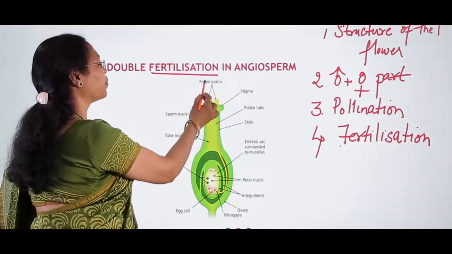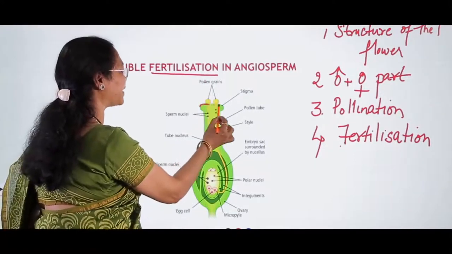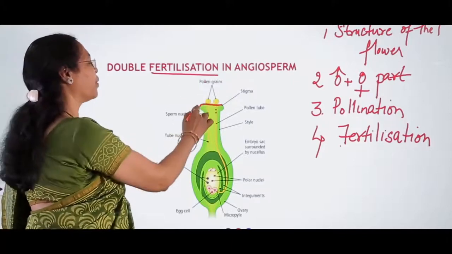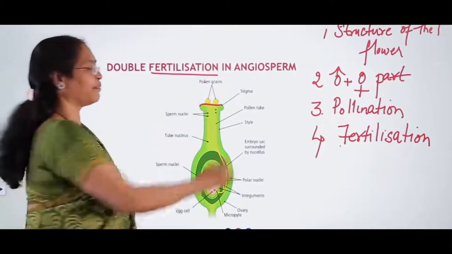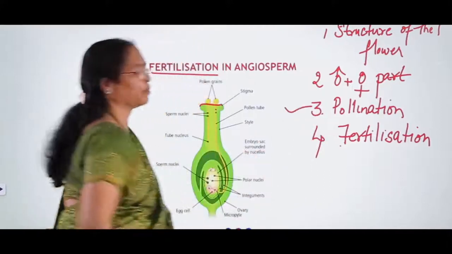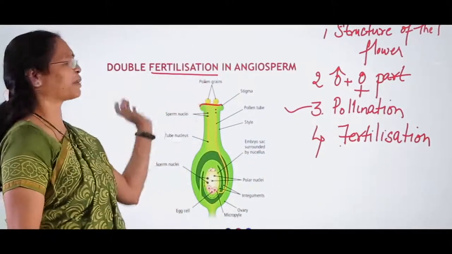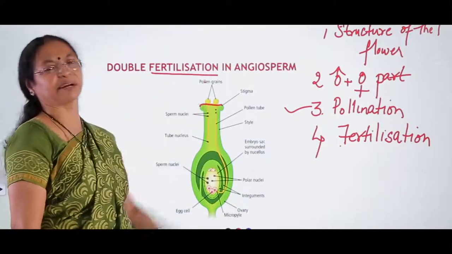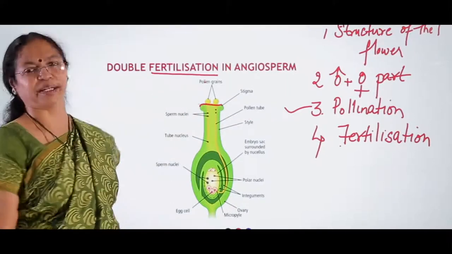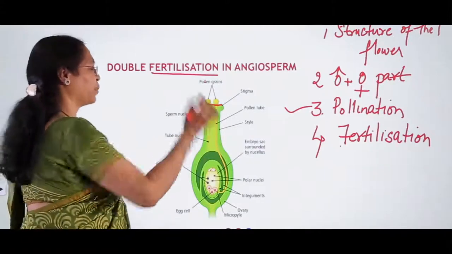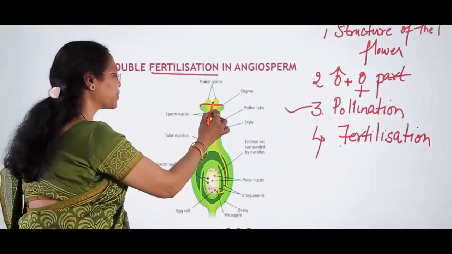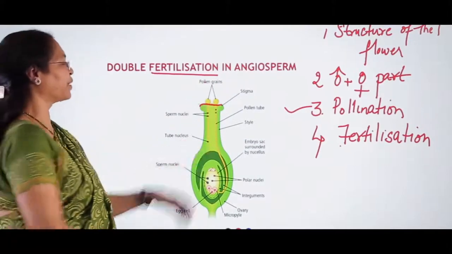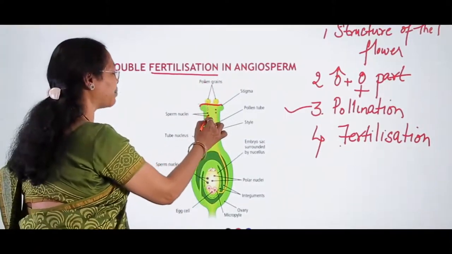So pollen grains are on the stigmatic surface. What do you call the phenomenon? The phenomenon is pollination. What is pollination? Transfer of pollen from the anther to the stigma. So pollen grains are on the stigmatic surface, you just call it pollination. Now what will happen to the pollen grain? It starts growing. What starts growing? The pollen tube. From the pollen grain, there is a tube which is coming out.